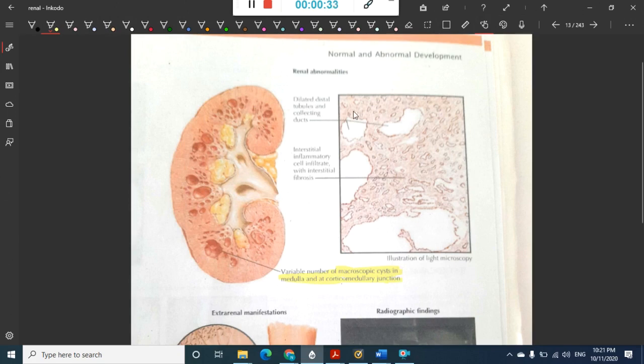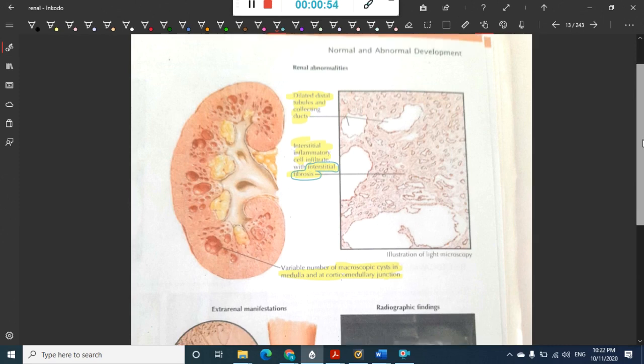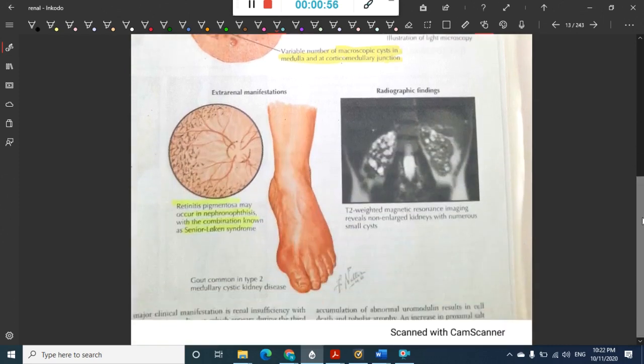This is the histology feature where you see dilated distal tubules and collecting ducts, and here in the interstitium inflammatory cells are seen, and there is one important thing which is interstitial fibrosis. Here the catchy point is this interstitial fibrosis. Till now we have learned 3 cystic diseases, but we haven't learned the fibrosis in them, right? Then there are some extrarenal manifestations also associated here.